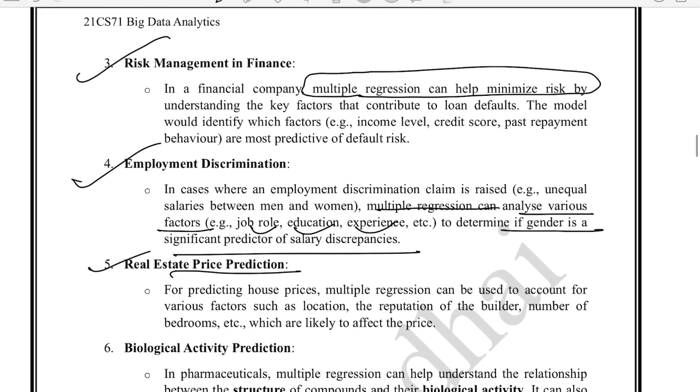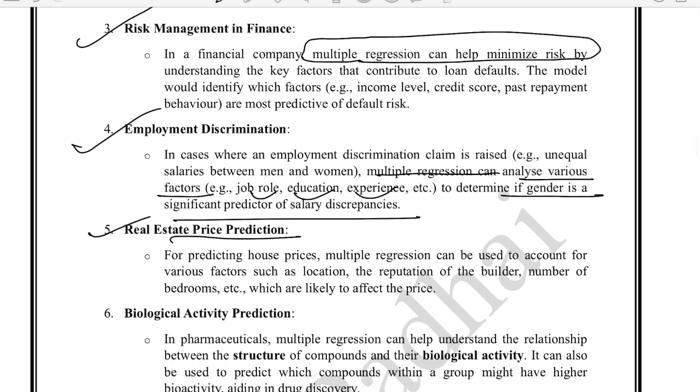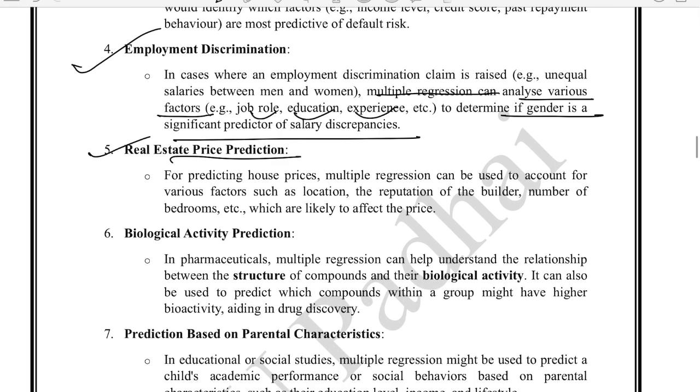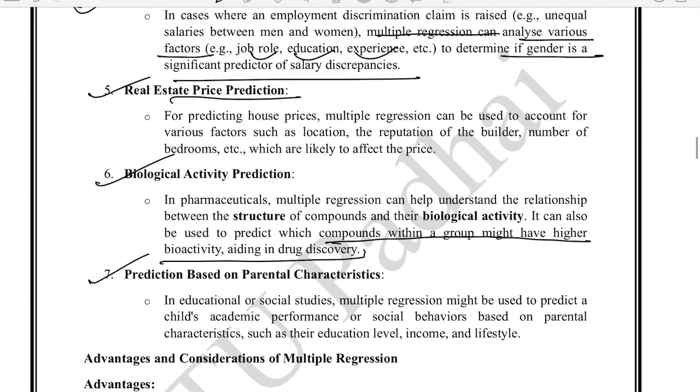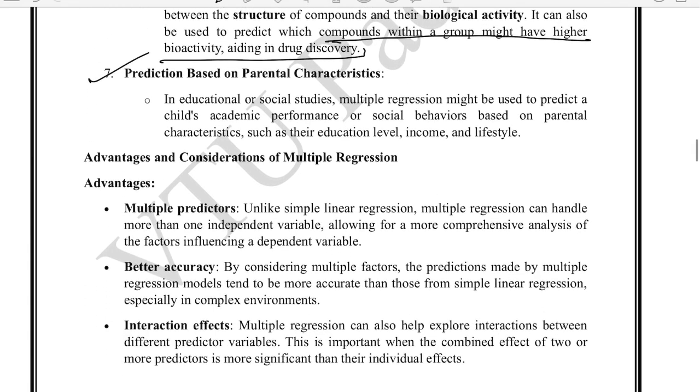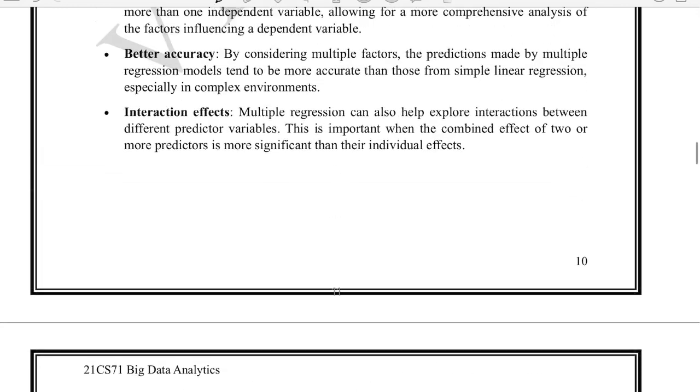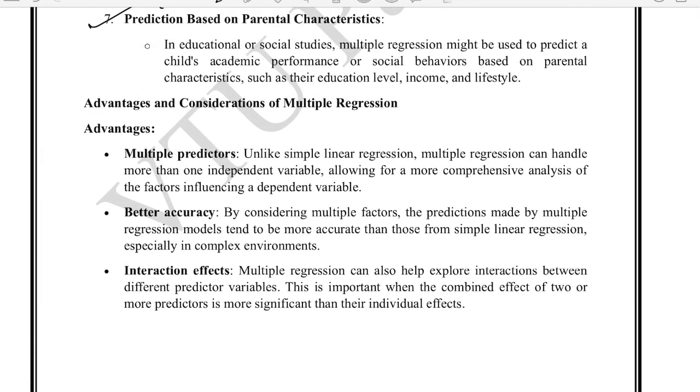Next is real estate price prediction, again for estimating the price of a particular product. Biological activity prediction, in the sense to predict the structure of any protein or any drug discovery. Next you have prediction of parental characteristics, in the sense to identify yourself based on your academic performance, your education level, your lifestyle and income. Fine. Now next we have the advantages. What are the advantages of this? First is multiple predictors, better accuracy and interaction effects.